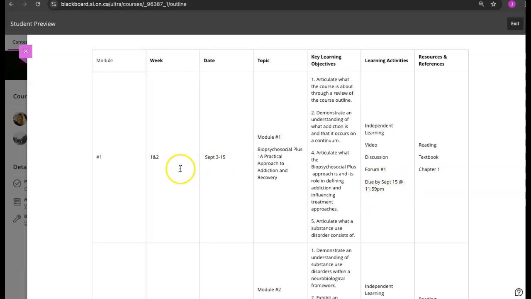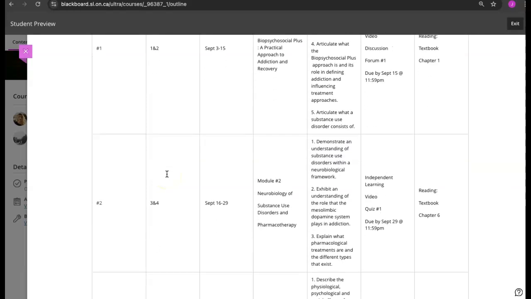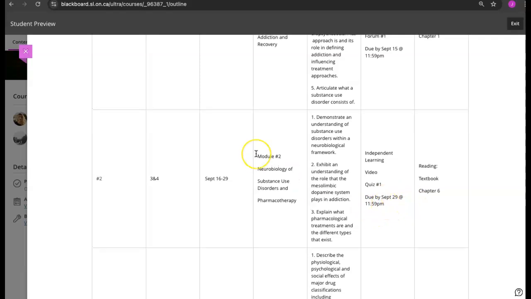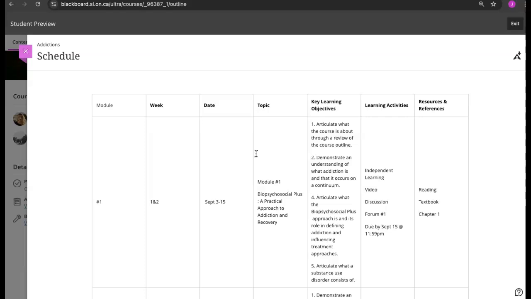So each module is 2 weeks. What you can see here is in module 2, which is September 16th to 29th, we have a quiz which is due by September 29th. I'll talk more about that later. But first, familiarize yourself with the schedule and see what is coming up throughout this semester.